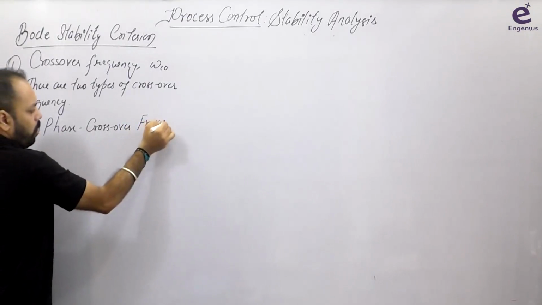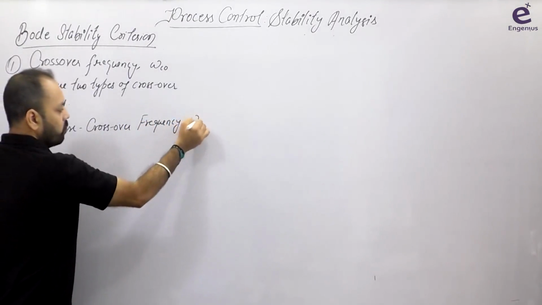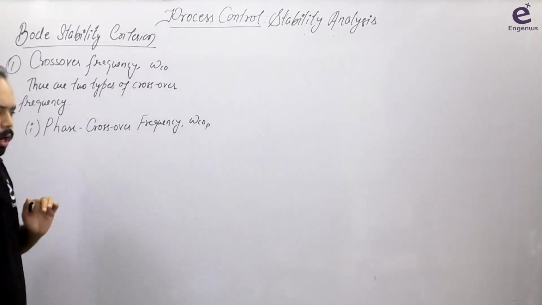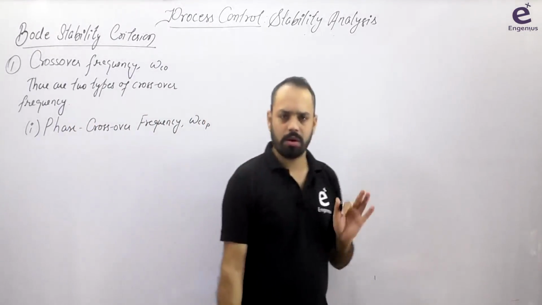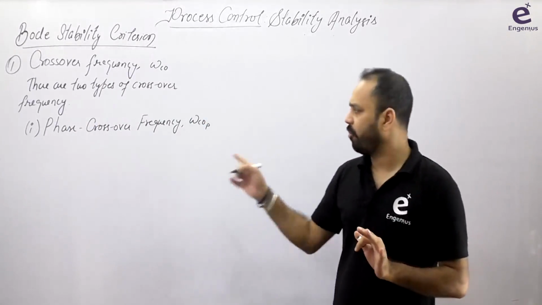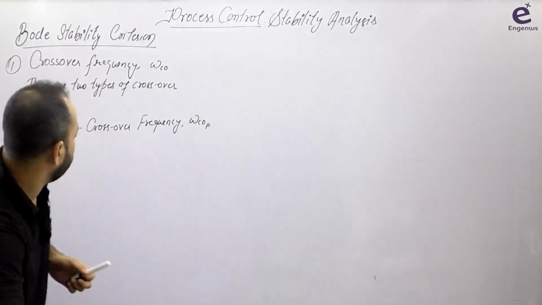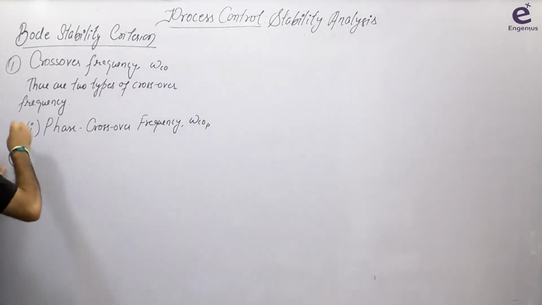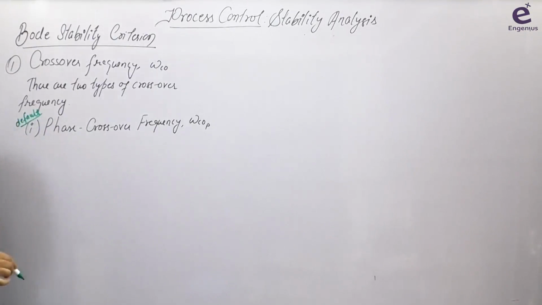Whenever I use this phase crossover frequency, I'll use the symbol omega COP, P for phase crossover frequency. Let me also tell you that in the GATE exam, by default, if the question says crossover frequency, it means phase crossover frequency. So write down this as well, that this is the default case also, that crossover frequency means phase crossover frequency. That is one type of crossover frequency.